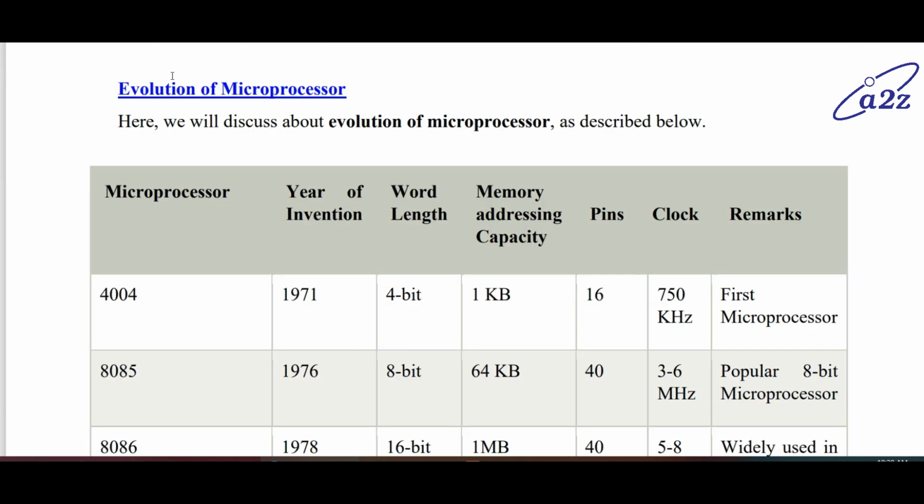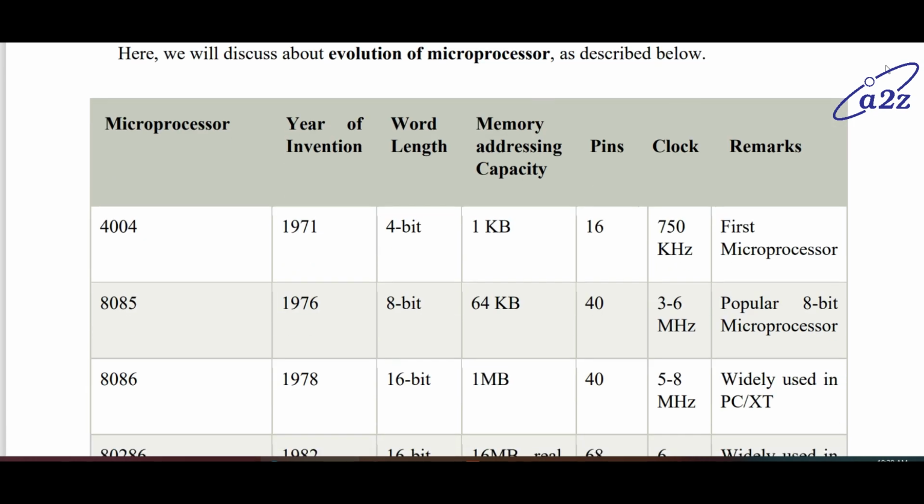Now, evolution of microprocessor. Evolution means how the microprocessor developed, from where microprocessor development started, in which year, and so on. So here we have a table. The first microprocessor was the 4004. I have told you just now that Intel developed the 4004 microprocessor in 1971. The word length is 4-bit. Memory addressing capacity is 1 KB, 16 pins.